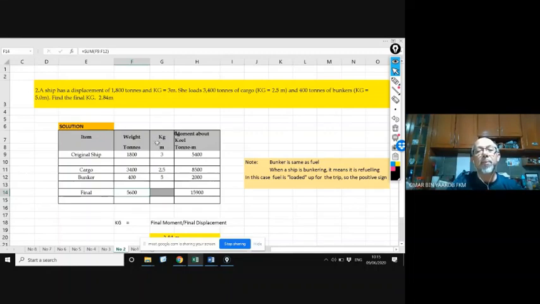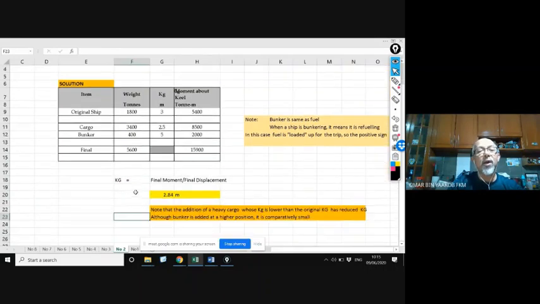So you multiply this by this, you get that. This by this, you get that. So you sum up the moment. This is the sum of moment. This is the sum of weight. Finally, the kg is the final total moment divided by the final displacement, or final weight. Displacement weight is the same, it's in tons. So you divide ton meter by ton, and you get meter, 2.84 meter.